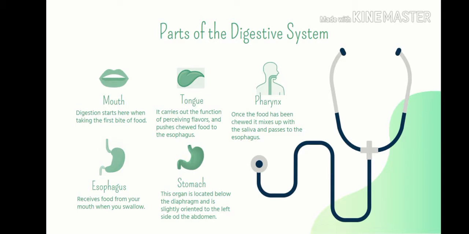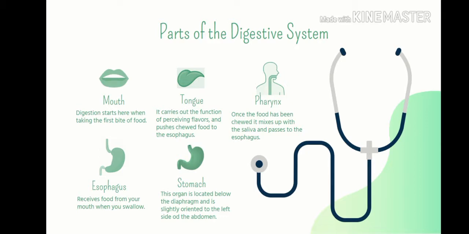We have the incisors, which are 8 teeth, the front ones. We have the canines, there are 4 teeth. We have the premolars that are 8 teeth, and we have the molars that are 12 teeth. Then we have the tongue. The tongue is another organ located in the oral cavity, and it's made up of 17 muscles.